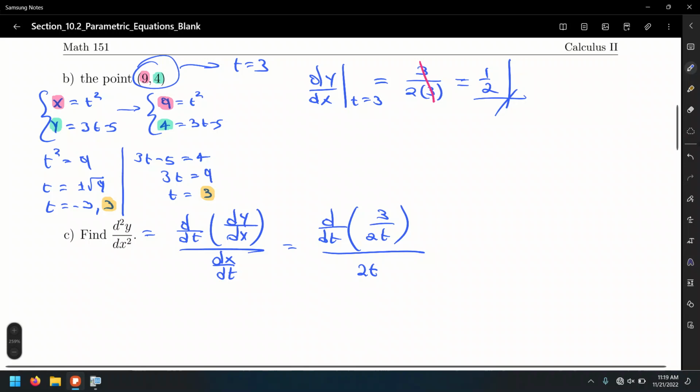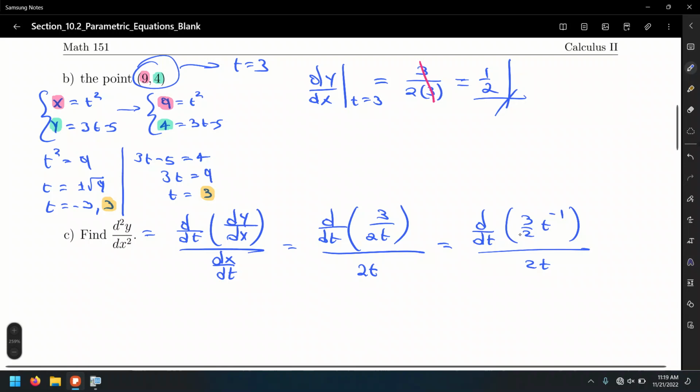I know that's kind of weird. So it's in the denominator, it has to go in the numerator first so we can differentiate it. We cannot just differentiate it like that. So that's d/dt, and that's 3/2 t to the -1, divided by 2t. And just use the general power rule to differentiate this little term.